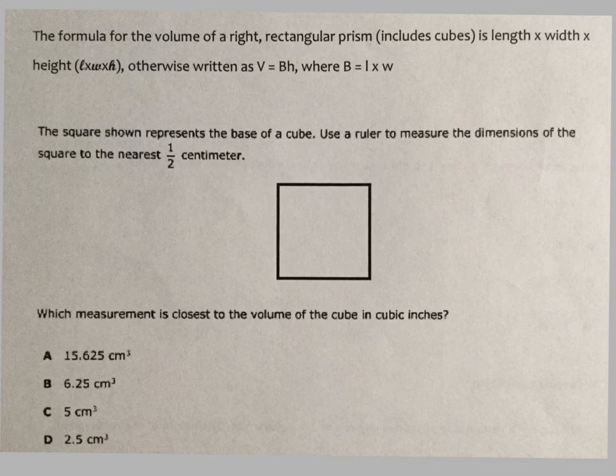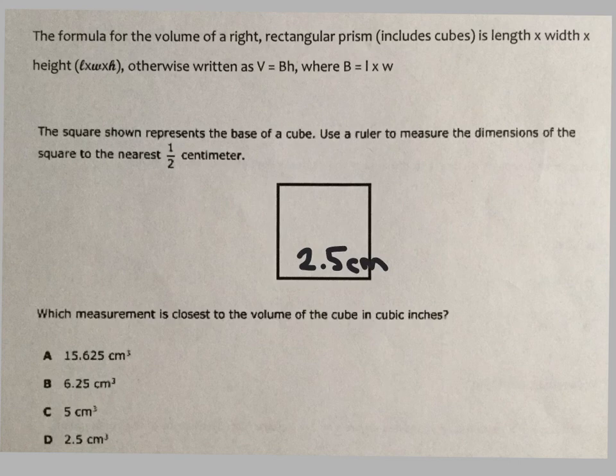The square shown represents the base of a cube. Use a ruler to measure the dimensions of the square to the nearest half centimeter. Which measurement is closest to the volume of the cube in cubic inches? So when you measure the dimensions of this square, you should find that the nearest half centimeter is going to be 2.5 centimeters.